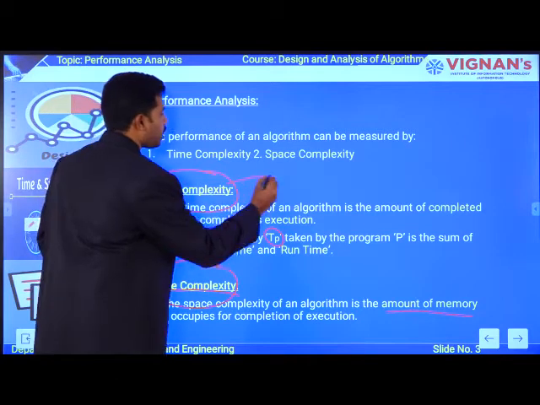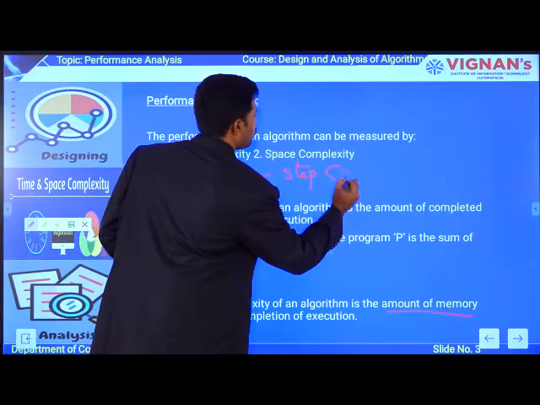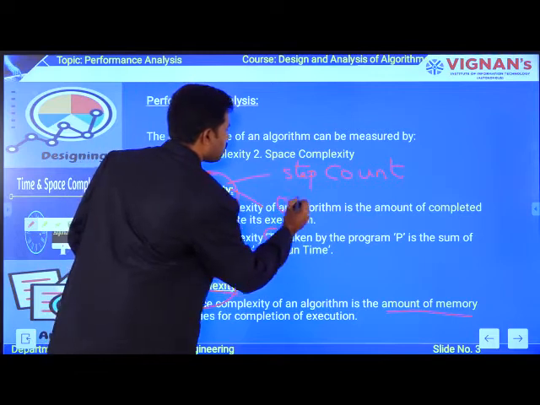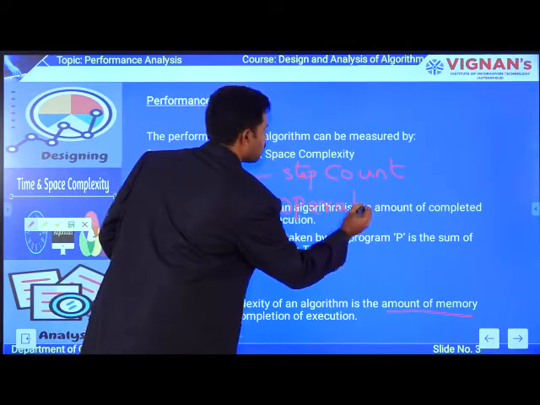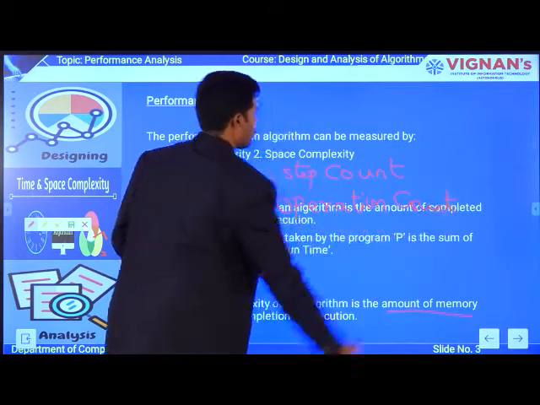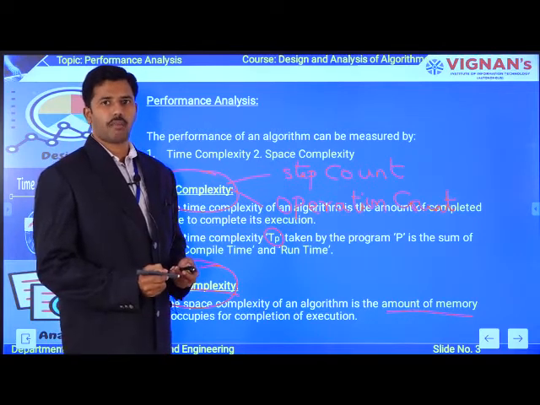You can measure the time complexity of an algorithm in two ways. First one is the step count method, and the second one is operation count, okay? First of all, we will see the step count method. In the coming classes, we will see operation count, okay?